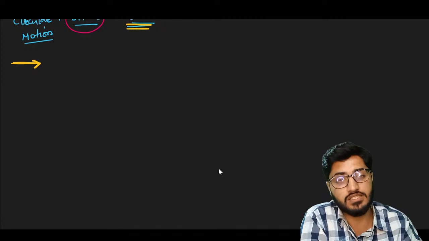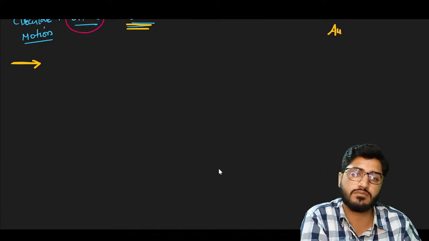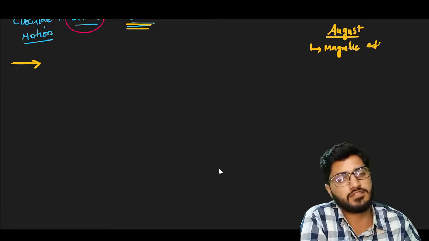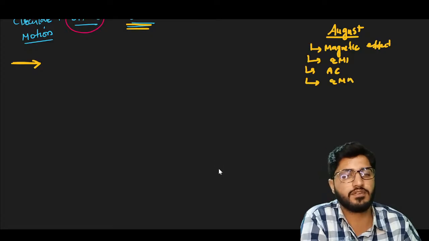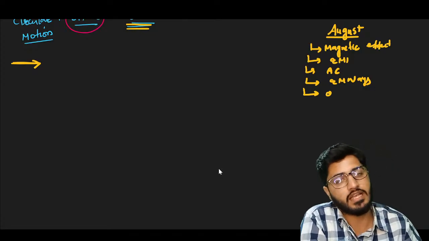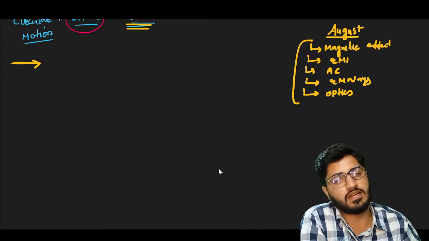Because in this month, we are in August, right? In this month, we will complete magnetic effect. We will complete EMI, we will complete AC, we will complete EM waves. Done. And I guess optics also. These things we will complete in August.